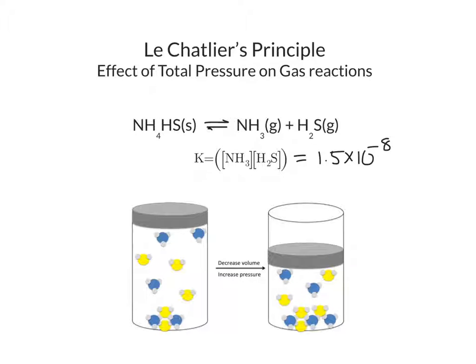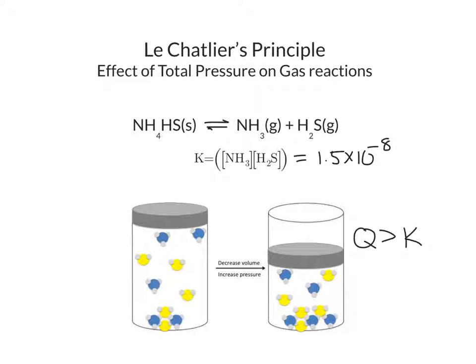So I think you can see that if I decrease the volume or increase the pressure, these concentrations or pressures will be larger than they were over here. If this system was at equilibrium and that product of concentrations was equal to 1.5 times 10 to the minus 8, then this system cannot be in equilibrium with the same amount of NH3 and H2S above the solid, because the product of those new higher concentrations will be greater than the equilibrium constant. And so after we do this, we end up with a Q that is greater than our equilibrium constant.